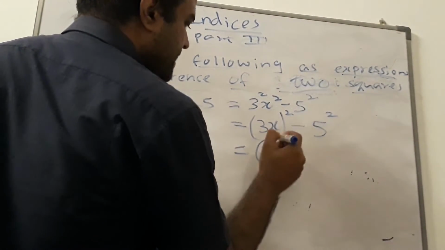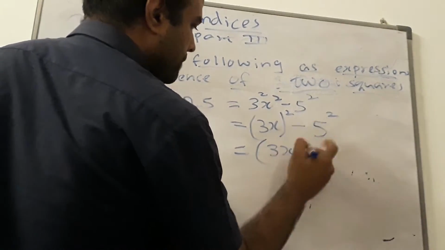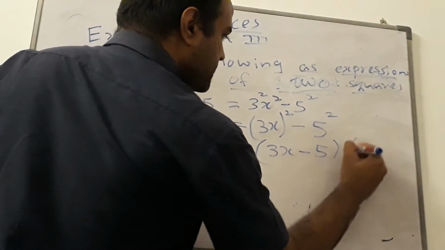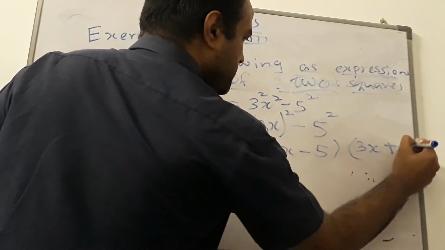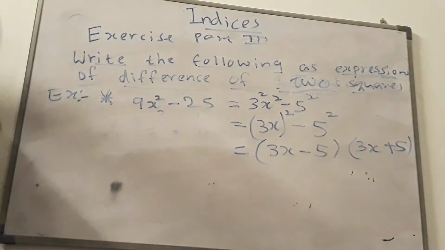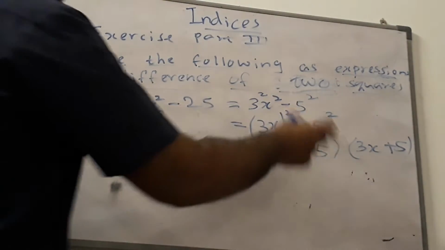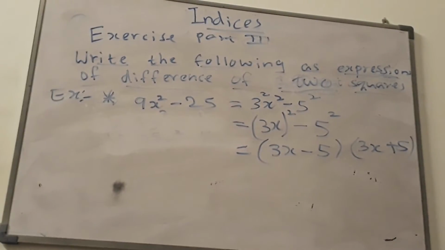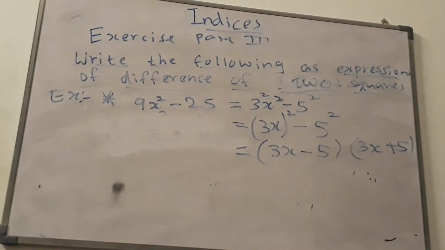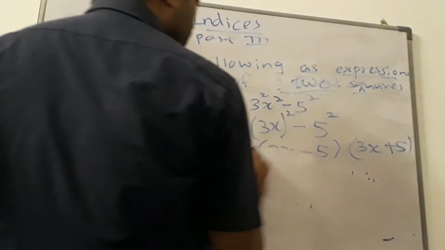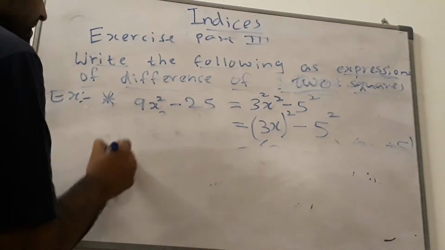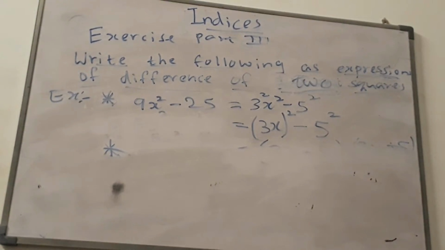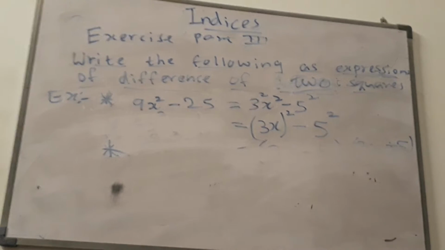That is 3x minus 5 and 3x plus 5. If you are given a difference of squares like this, this is how we have to do. We can write this as difference of two squares. Same as here, we will take another example.